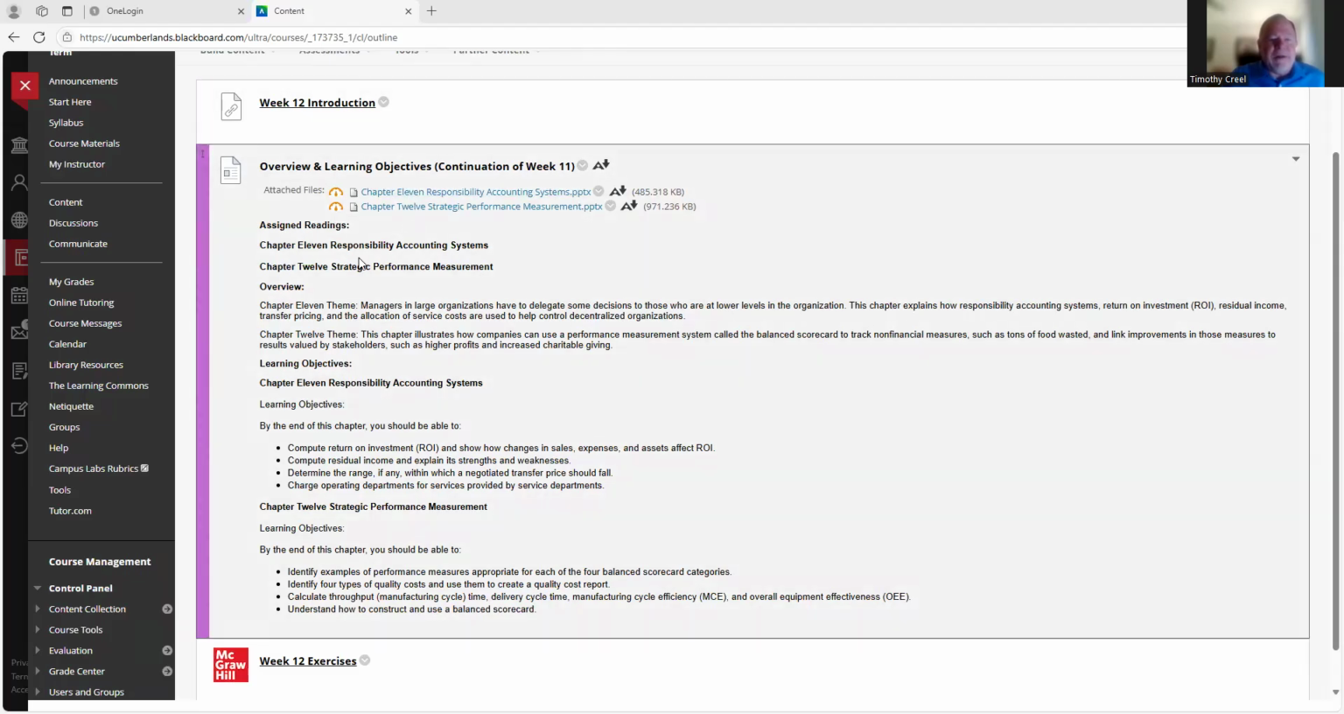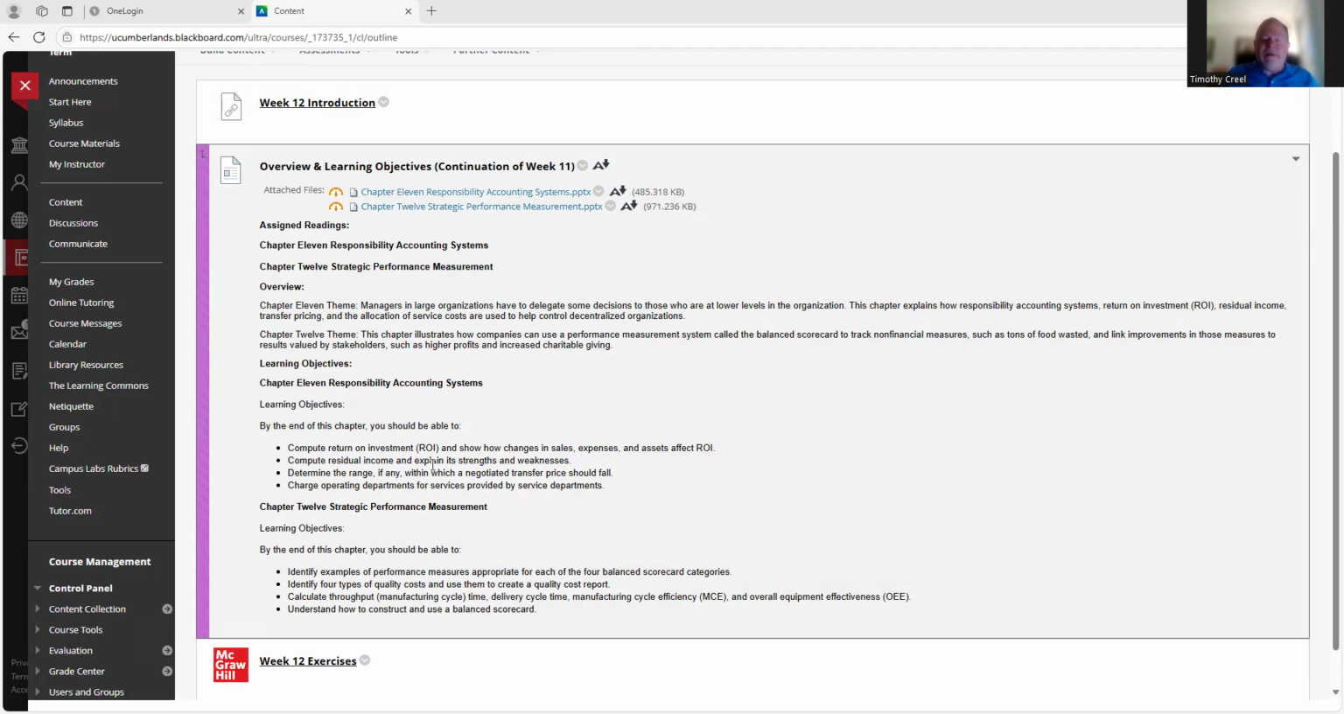So, in week 12, we're going to continue what we started last week. We're basically going to be looking again at chapters 11 and 12. And in chapter 11, we're looking at responsibility accounting systems. So, we're looking at elements such as ROI and residual income, ways that a company can use to evaluate business performance.